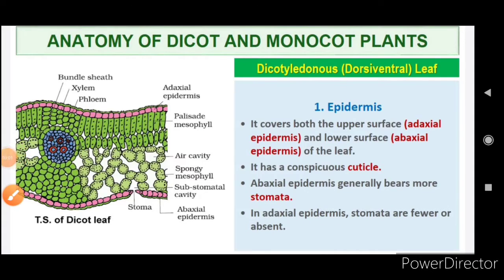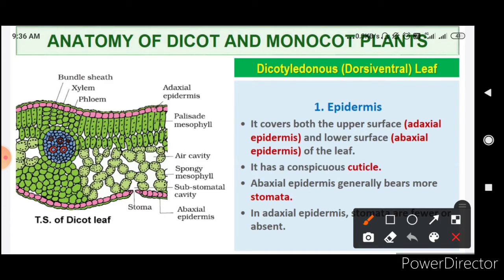So now we'll start with the anatomy of dicot and monocot plants, and in that we'll start with the leaf. In the dicot leaf, first we'll talk about the epidermis. This epidermis covers both the upper surface, that is the adaxial epidermis, and the lower surface, that is the abaxial epidermis of the leaf. It has a conspicuous cuticle. Abaxial epidermis generally bears more stomata, and in adaxial epidermis stomata are fewer or absent.